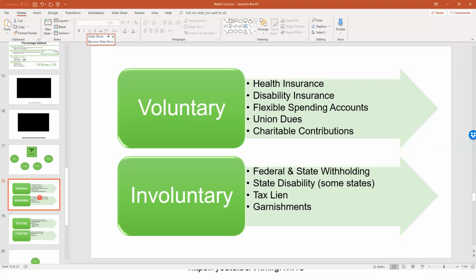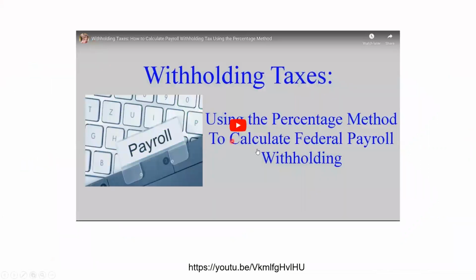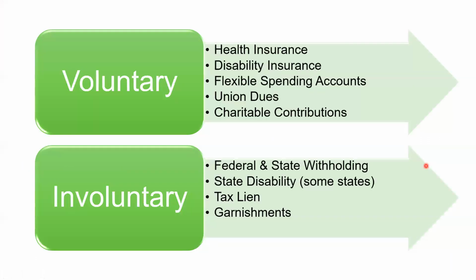Involuntary type deductions are, let's get back to where we were. Involuntary deductions are your withholding that comes out, your state and federal withholding. State disability, in some states there is a requirement that you pay into your state disability fund, so that is going to come out. That's not your choice whether it comes out or not.